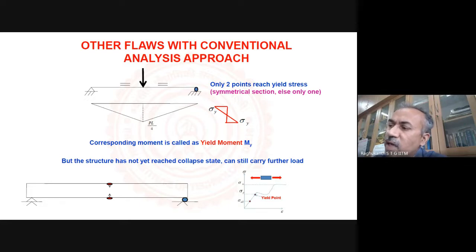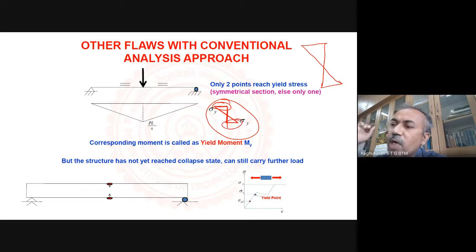And of course, if this is a rectangular cross section, the bending stress distribution you see is something like this. The top one will be in compression, the bottom one will be in tension. So this is the stress diagram itself. Now what happens as you keep on increasing the load? The points which will reach the yield stress first are only the top fiber and the bottom fiber.